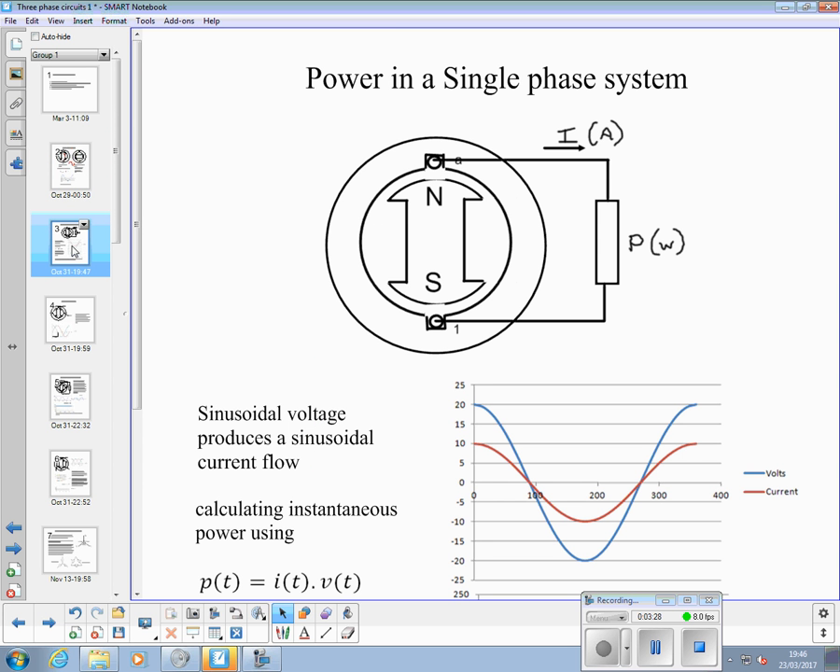So this sinusoidal voltage, okay, in the conductor.